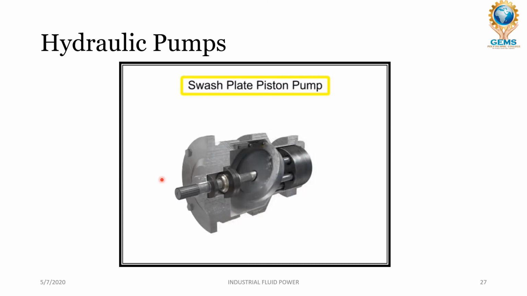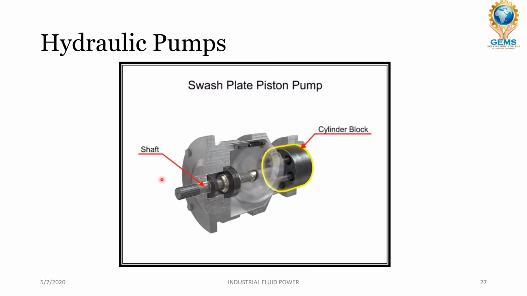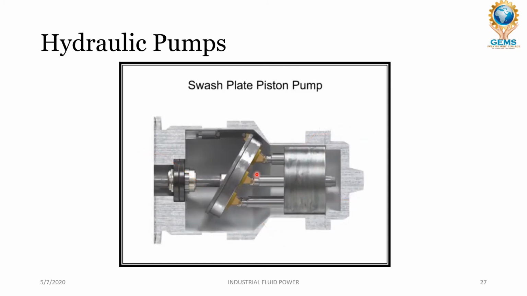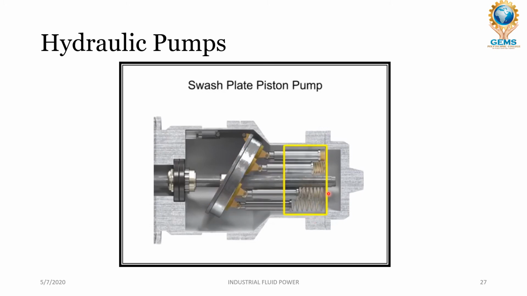Now let's see the swash plate piston pump. This is the shaft connected to the cylinder block, and the cylinder block has some pistons, and this is the swash plate. When the shaft rotates, it makes the body and the pistons rotate.